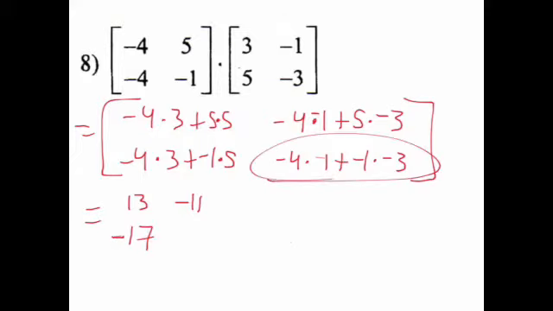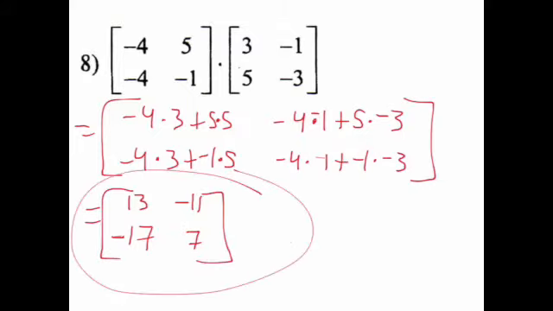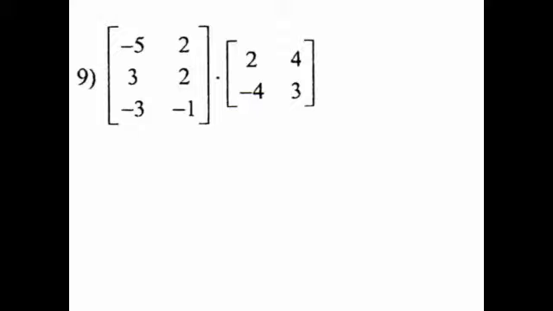And my last one, negative 4 times negative 1 is positive 4. Negative 1 times negative 3 is positive 3. So 4 plus 3 is going to give me 7. And that is my resulting matrix for 8. And let's move on to the next one. Okay, on this one, just remember, just do each row times each column. And this one's going to be a little bit bigger than our previous ones because this is a 3 by 2. This is only a 2 by 2.